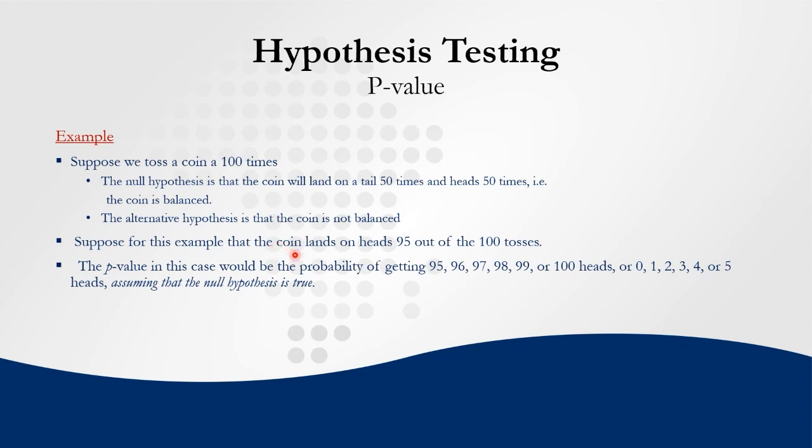Remember, we're going to be tossing the coin and we're going to have outcomes. If we use this outcome, 95 out of the 100 tosses, then we have to look at this probability and the other extreme. That's if we assume the null hypothesis is true, if we assume that it's balanced, that the probability of landing on a head and on a tail are the same. Then the p-value will be looking at the extreme based on the data, which gave us 95 out of 100 tosses.